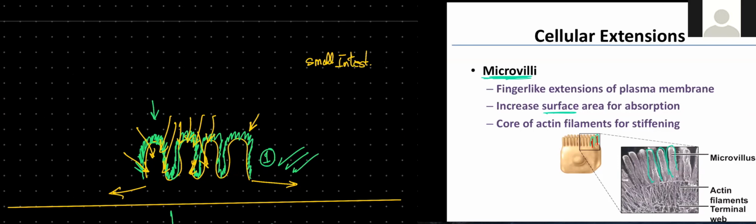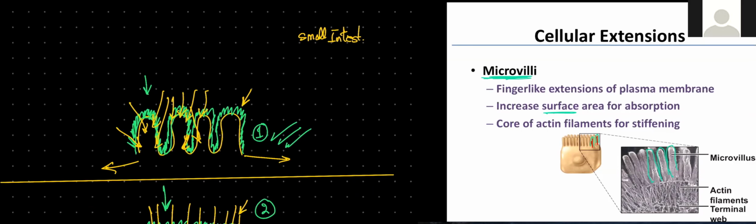So again, what are the microvilli? Those are finger-like projections coming out from the plasma membrane, and their main function is to increase the surface area for absorption.